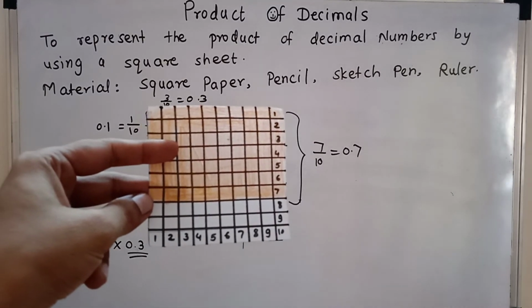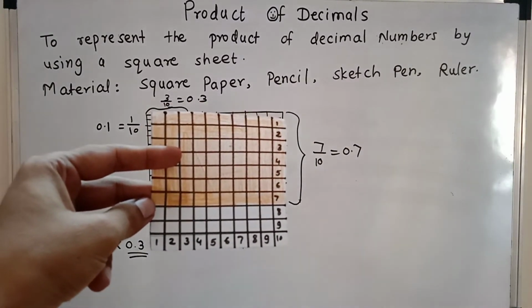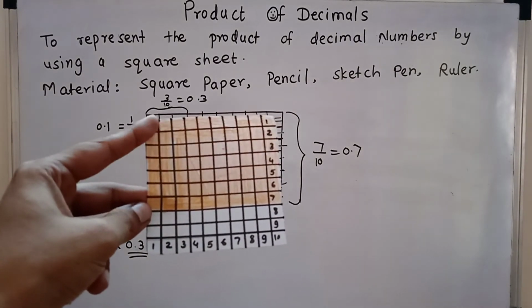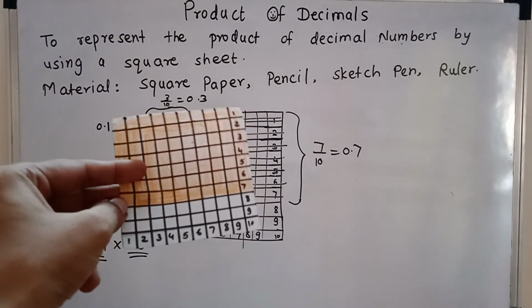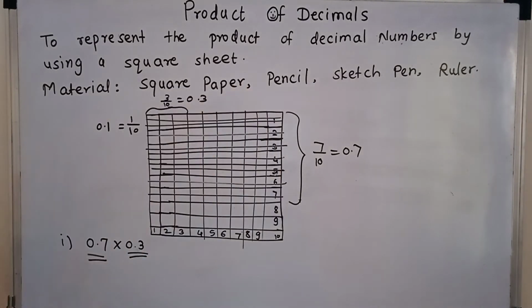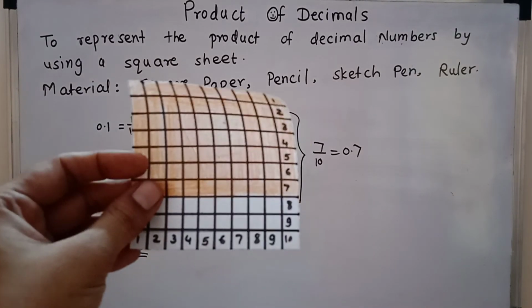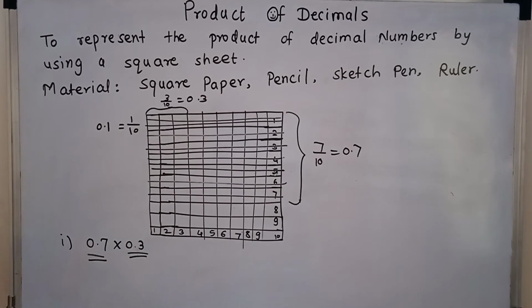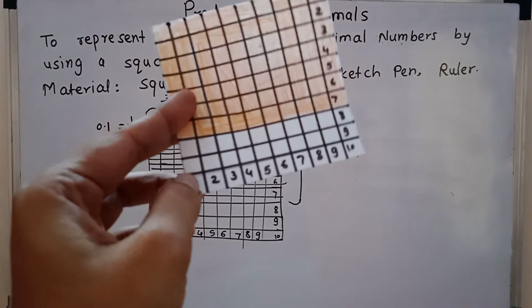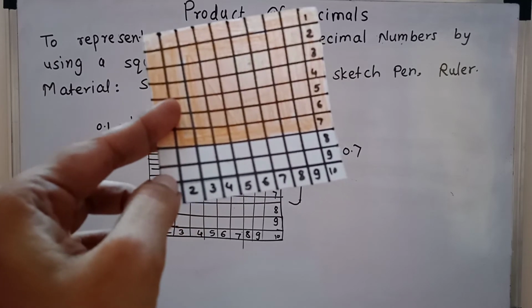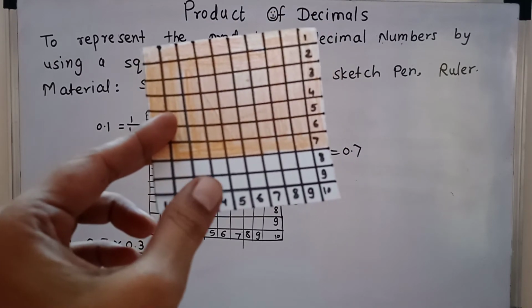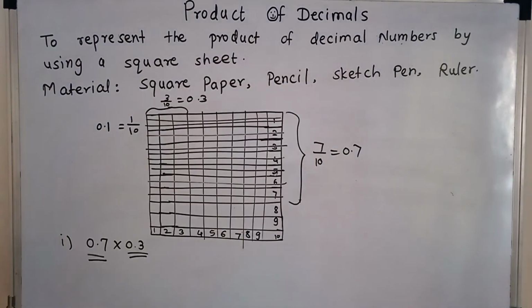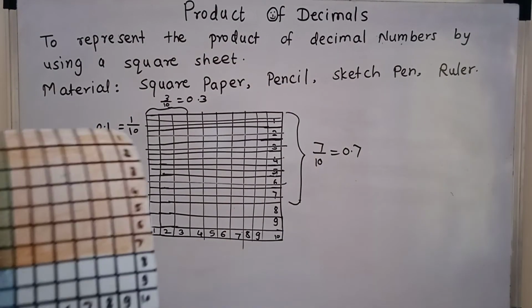Now we need to do the multiplication of 0.7 into 0.3. On that same paper, you need to draw the vertical lines also. I have made the vertical lines and written the numbers downwards. So it will be a 10 by 10 square. If we count the squares, 1, 2, 3, likewise, it will be a total of 100 squares. It is drawn on the board as well.